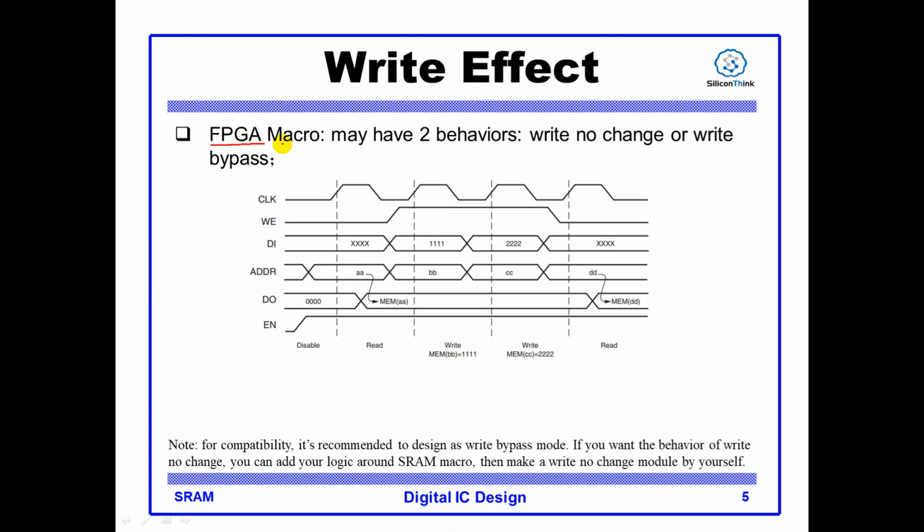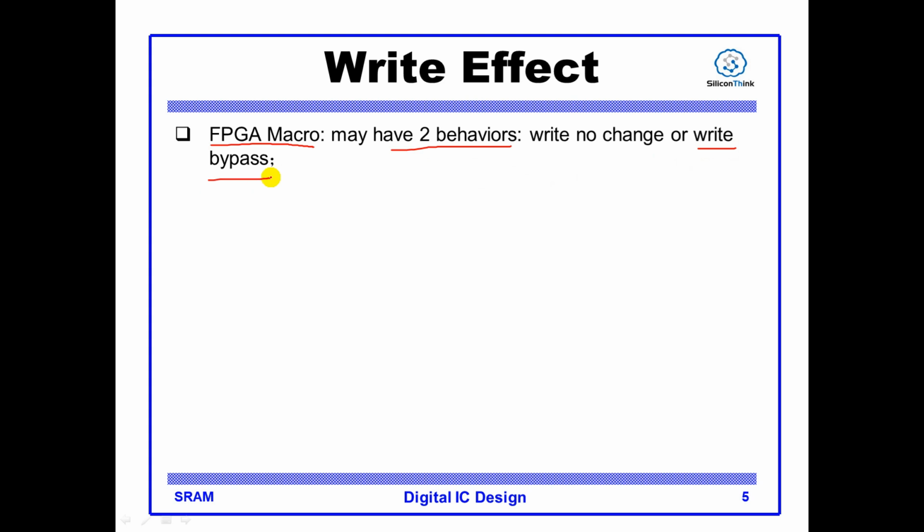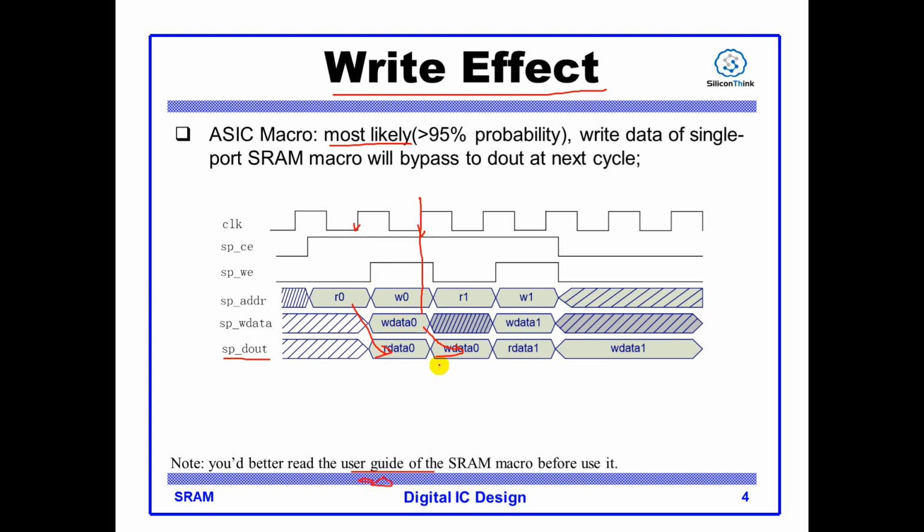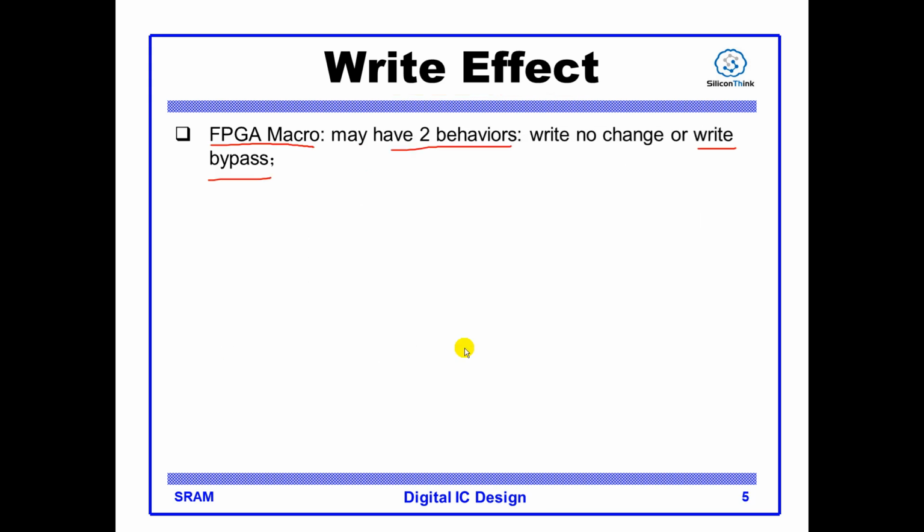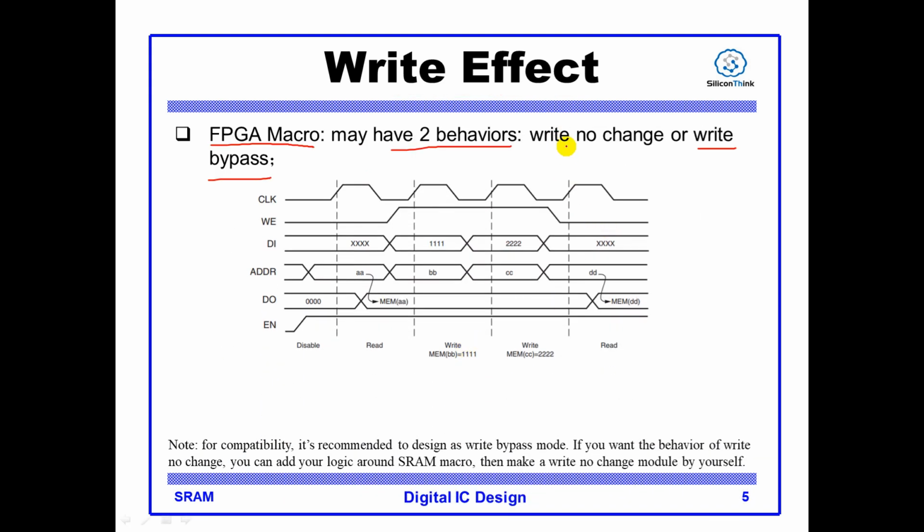While for FPGA micros, the write effect on D out may have two behaviors. That is write bypass. This is the figure we see here. The waveform we see here is write bypass. Write data will bypass to D out. And FPGA also has the behavior of write no change. That is, the D out will keep the value of your read operation.